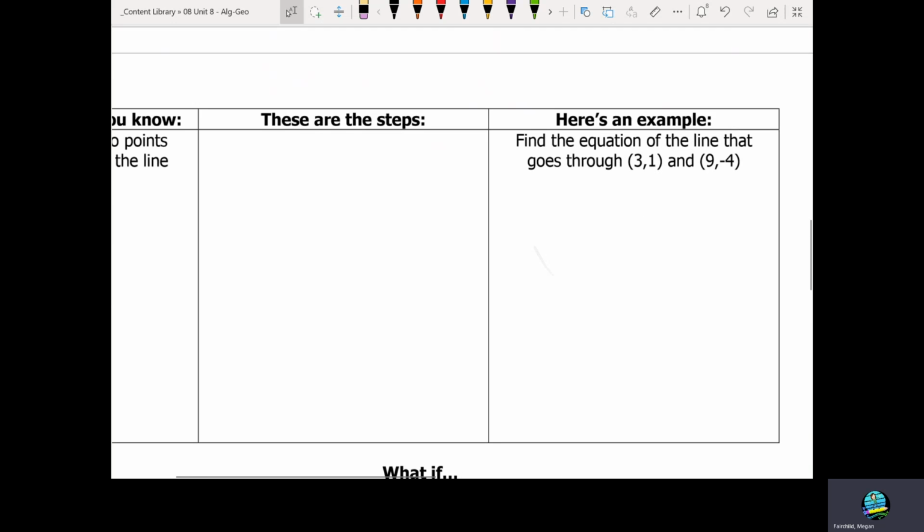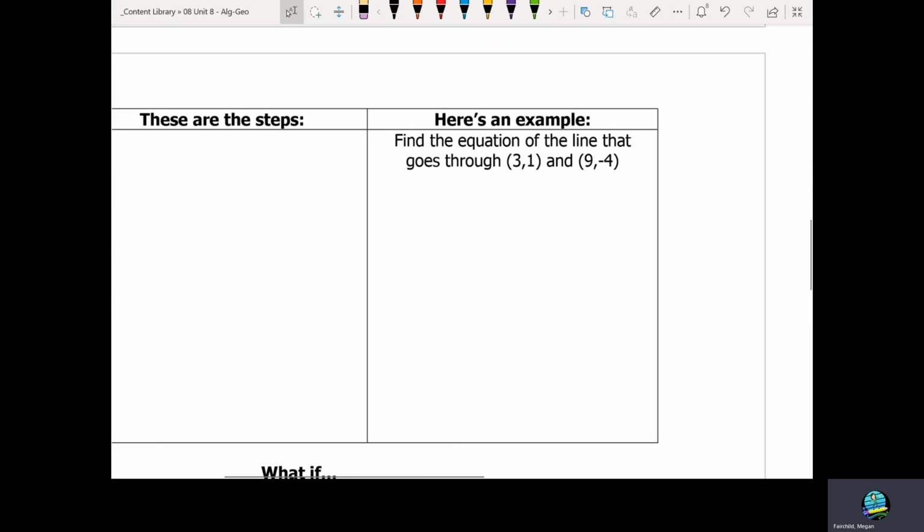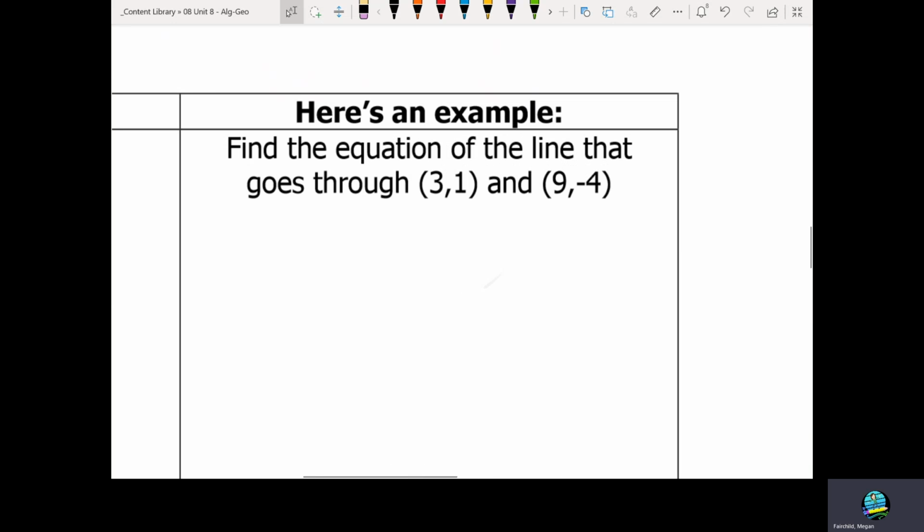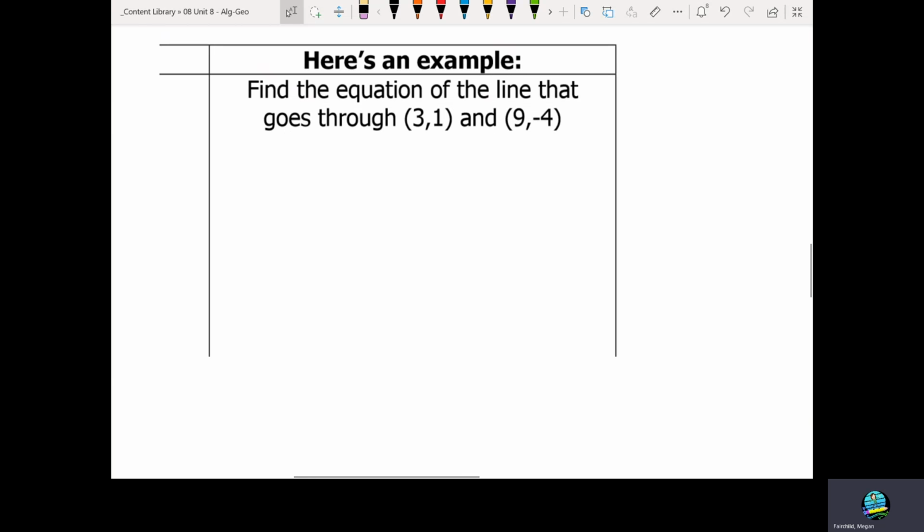All right, last way to do it. What if they don't give you the slope at all? They just give you 2 points on the line. Well, we know that we need a slope and we need a y-intercept. You have to find the slope first. If only there were a formula that you could use to find slope. Dang.